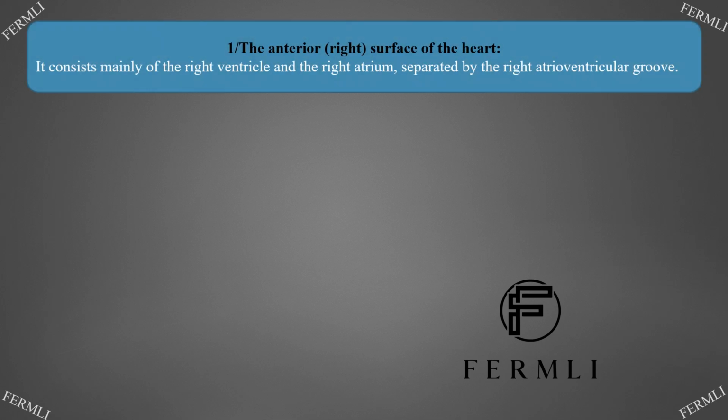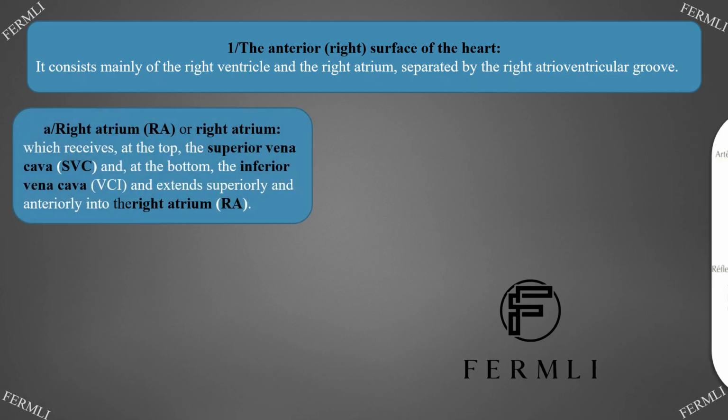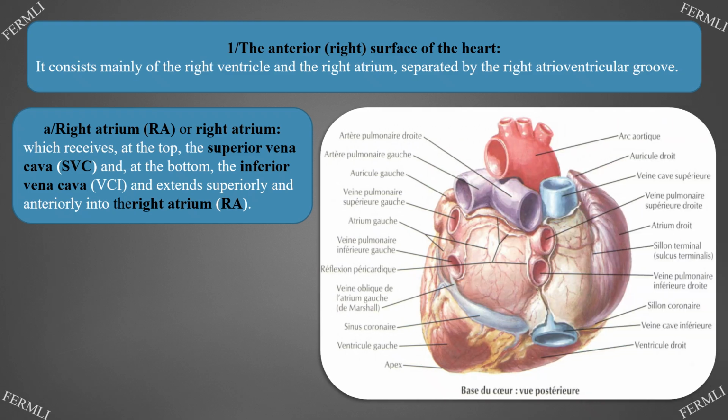1. The anterior, right, surface of the heart. It consists mainly of the right ventricle and the right atrium, separated by the right atrioventricular groove, which receives, at the top, the superior vena cava, SVC, and at the bottom, the inferior vena cava, IVC, and extends superiorly and anteriorly into the right atrium, RA.